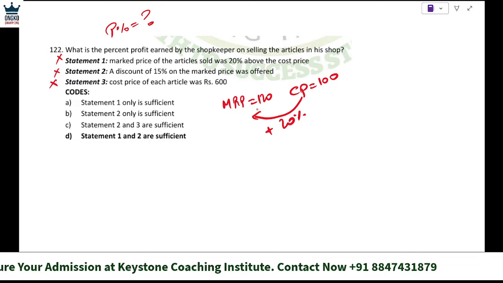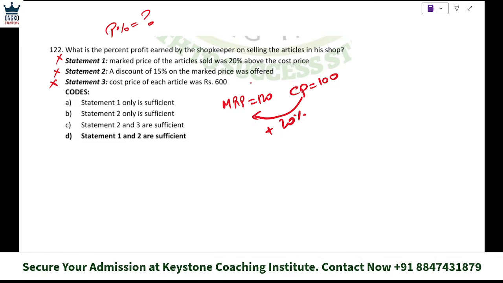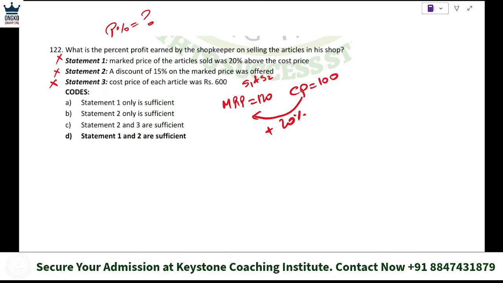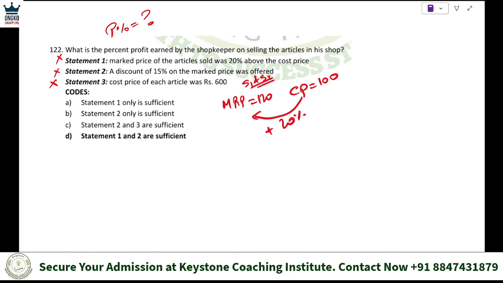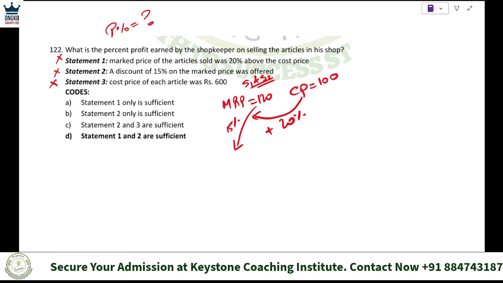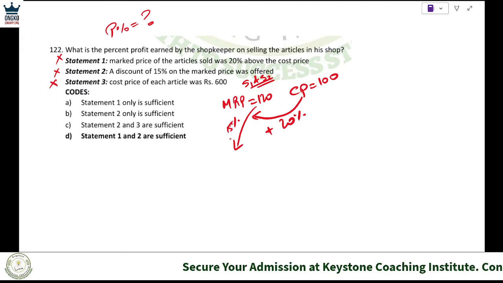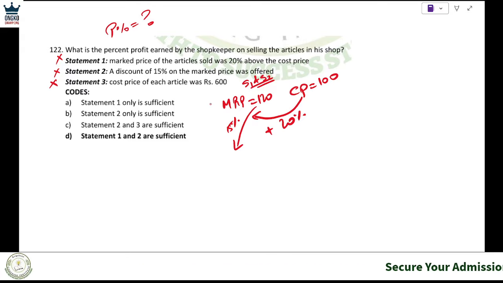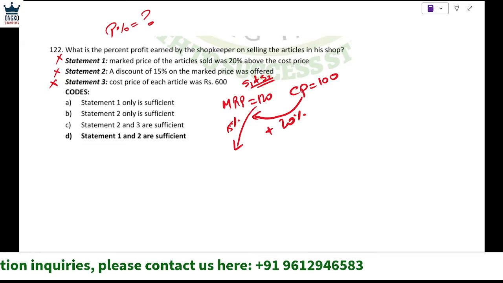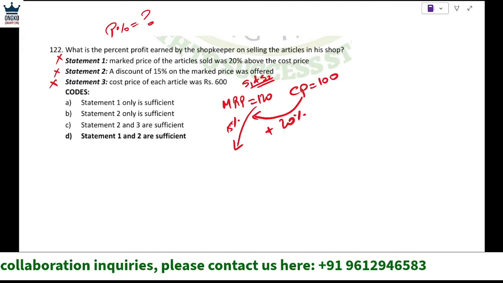So combining statement 1 and statement 2, the market price is 120 rupees, and a discount of 15% is given. 15% of 120 is what? 18 rupees. Statement-based questions, even if you don't do any simplification.